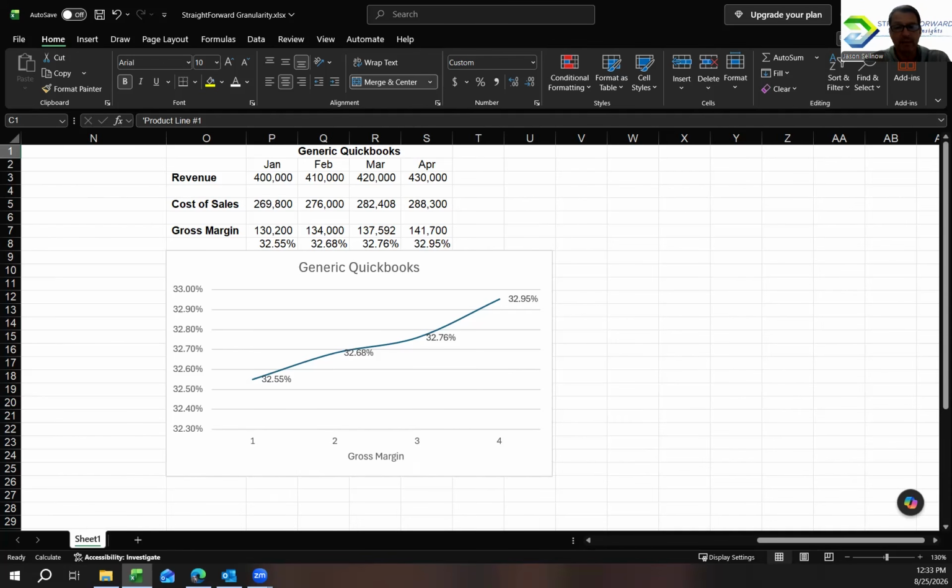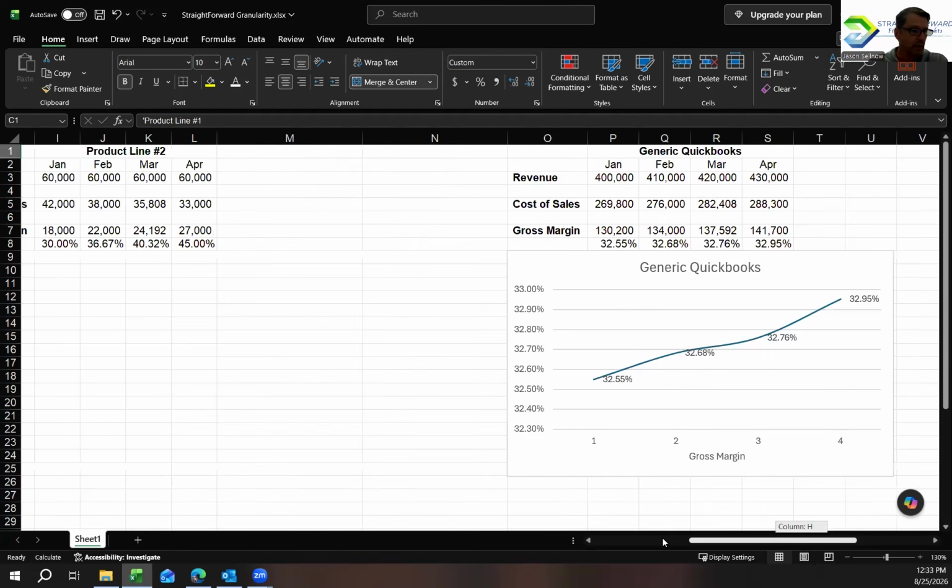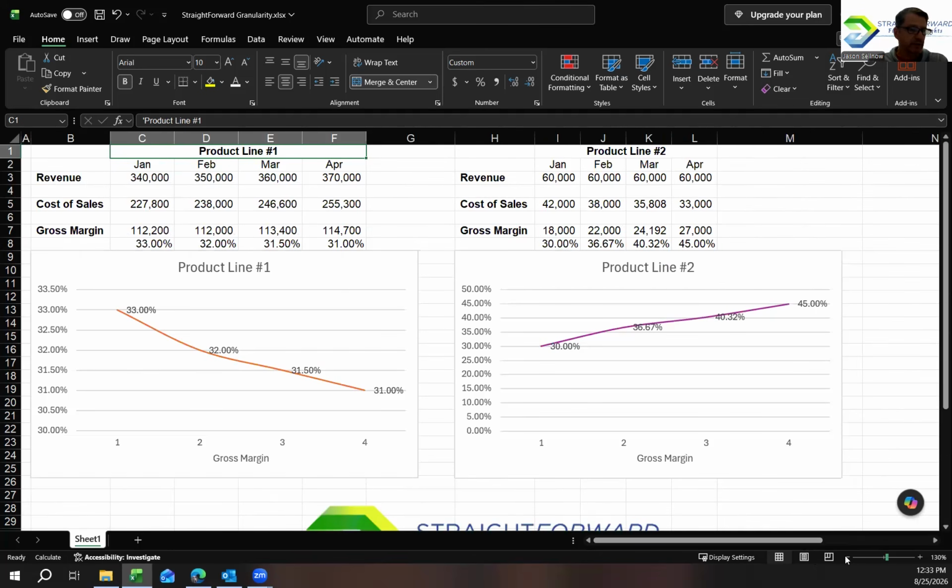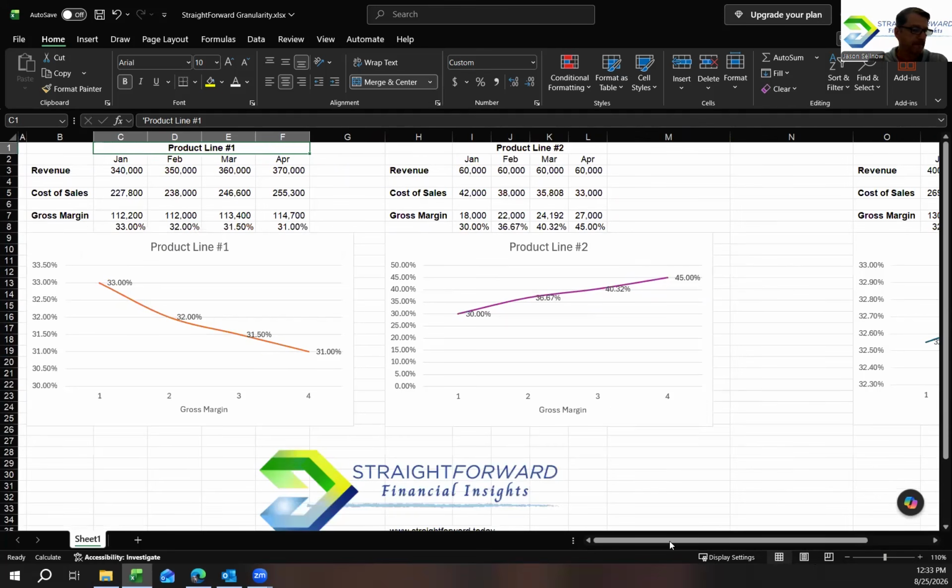Probably not. But when we look at this same business just a little bit differently, with some granularity, it paints an entirely different picture. Okay, something definitely jumps out. We've got product line one. Its revenues actually are growing, but so are its costs.